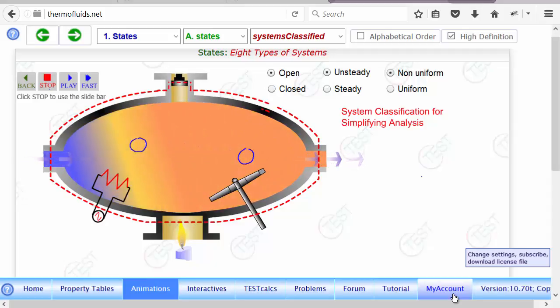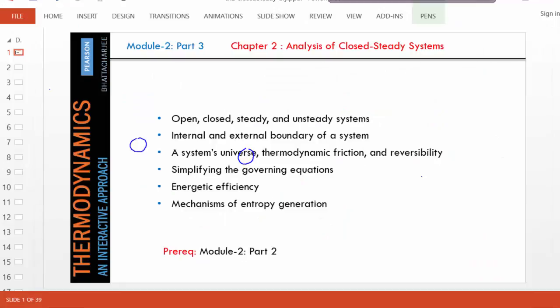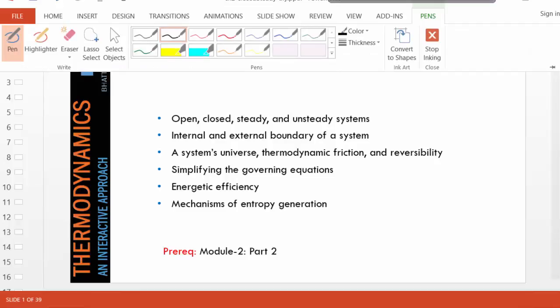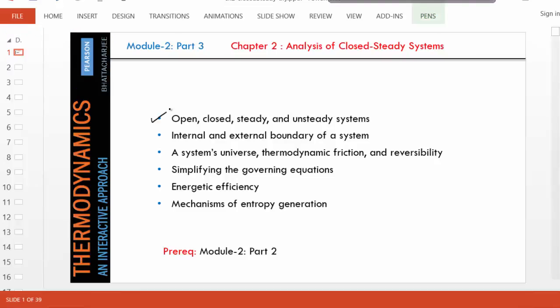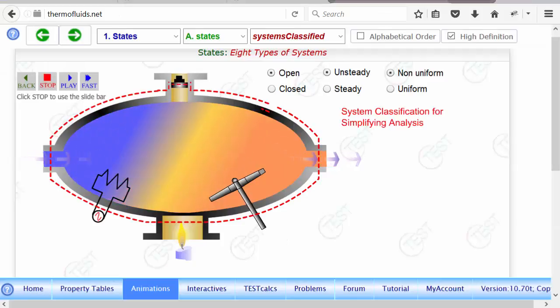Okay, now that we understand what a closed steady system is, let's jump into different mechanisms of entropy generation before we go and try to understand what is a reversible system. Again, we're going to go through a bunch of animations here.